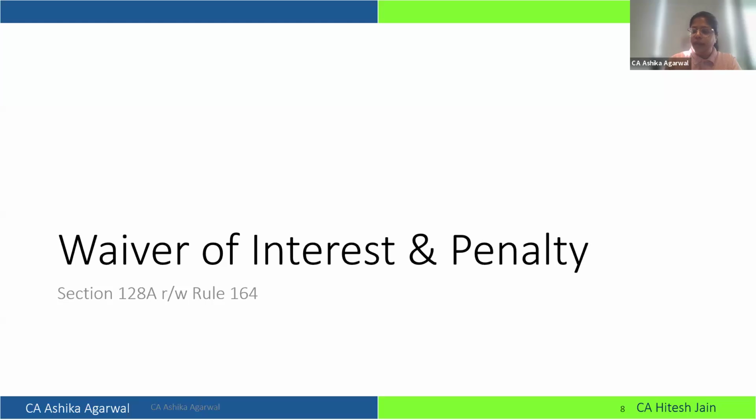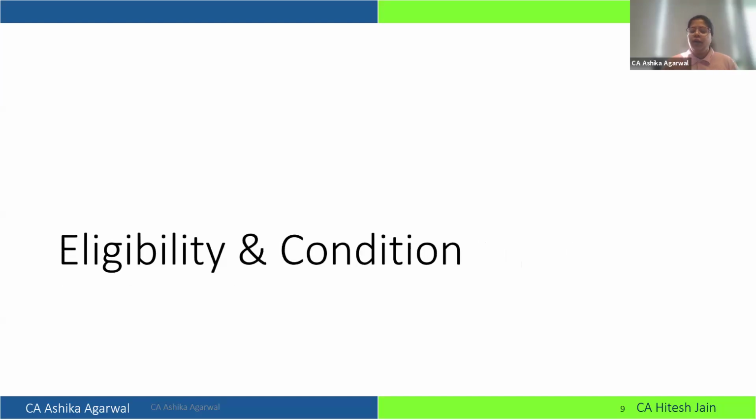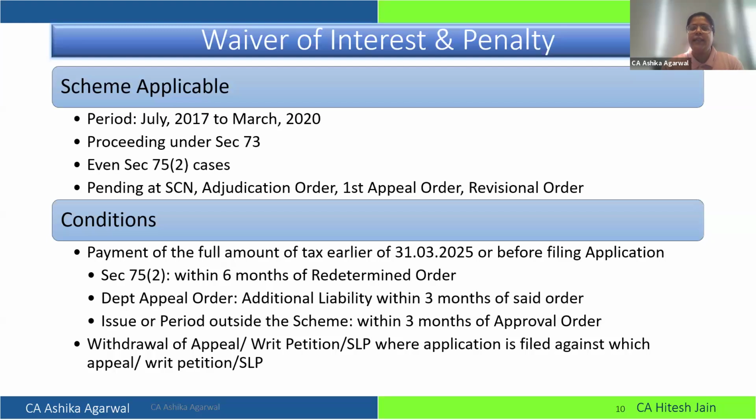Now, coming to the part of waiver of interest and penalty. Over here, section 128A read with rule 164 and circular 238, these three are the important parts which need to be studied before we go into this waiver understanding. As we know, this waiver has been given for the first 3 years. You should notice that when I discussed the ITC time limit, it was for 4 years. The amnesty scheme is only for 3 years: 17-18, 18-19, 19-20.